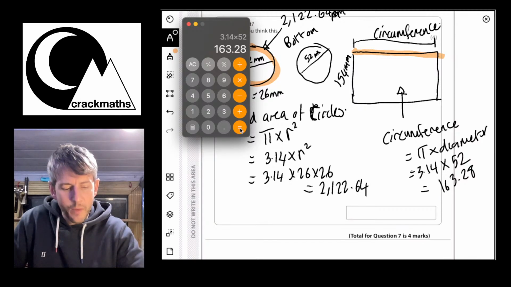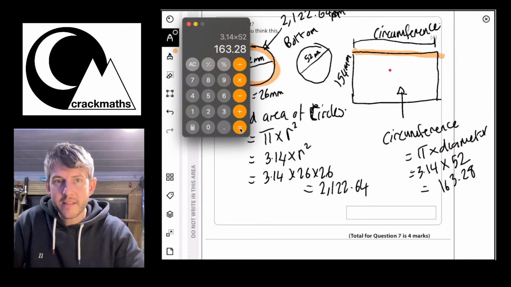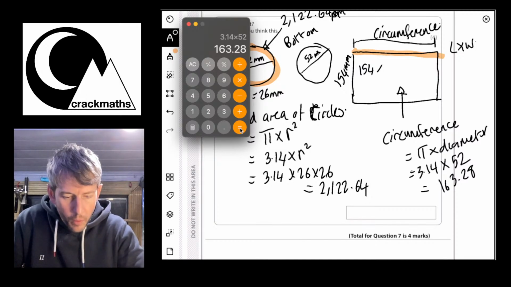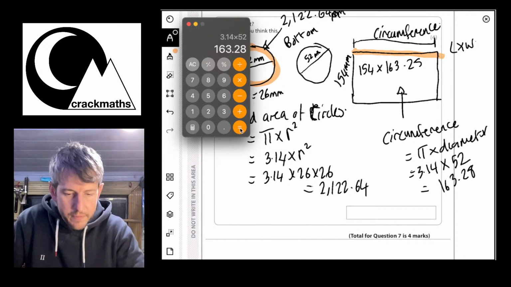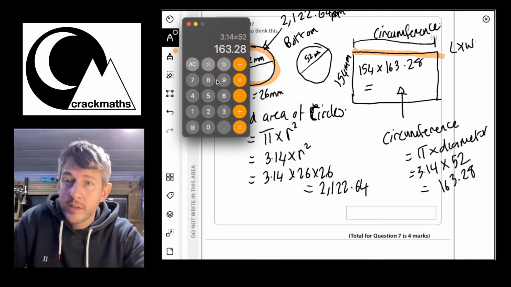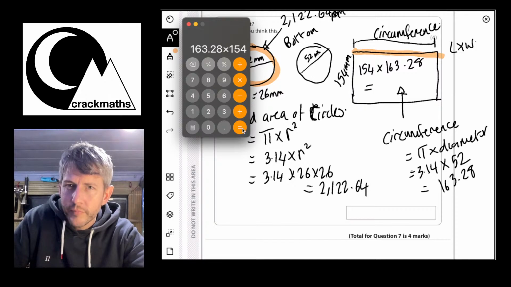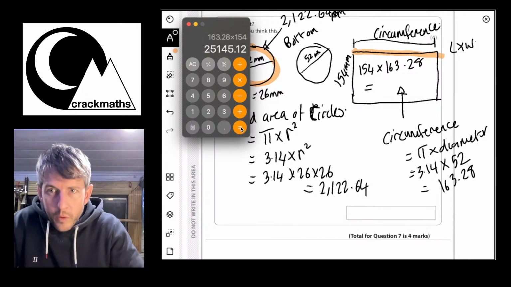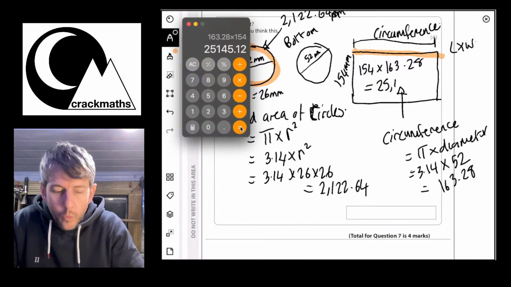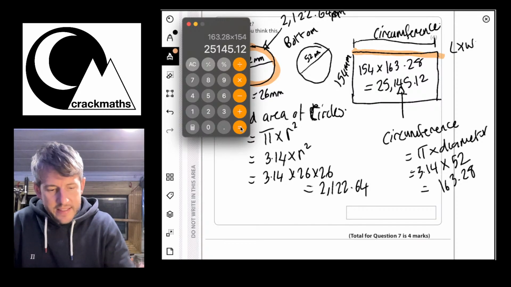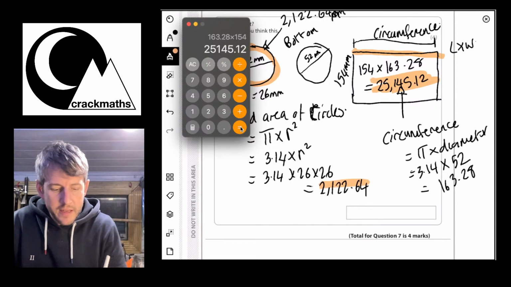163.28. So now what we've got to do is work out the area of this. So it's a rectangle, so it's length times width. So we're going to have to do 154 multiplied by 163.28. Okay, and find out what that gives us. So let's work this out. So we've got this number here multiplied by 154, and that equals 25,145.12. So what I now need to do is add this number with this number and then this number again, because we've got top, bottom, area.